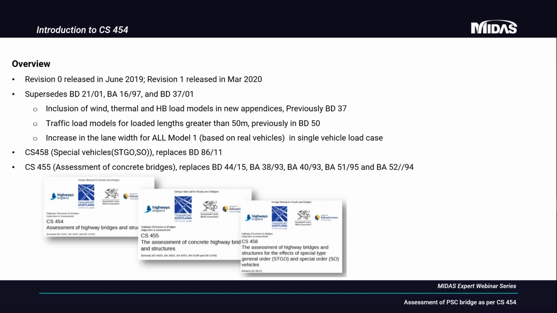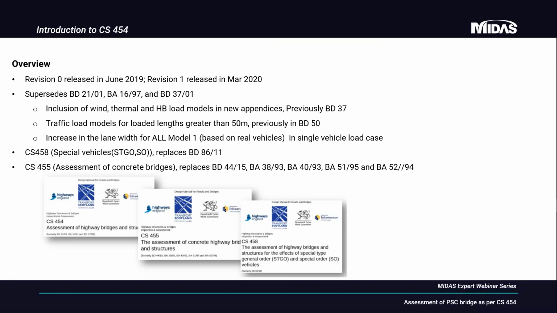So CS 454 is the new standard, as I mentioned, used for assessment of highway structures. Through this document the structural safety and serviceability of highway bridges and structures can be assessed, and it also provides key information that is required to manage the risk and maintain a safe and operational network. The first version of CS 454 was released in June 2019, and revision 1 was released in March 2020.